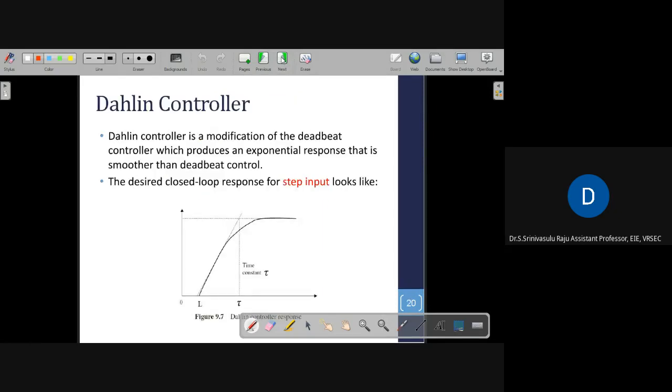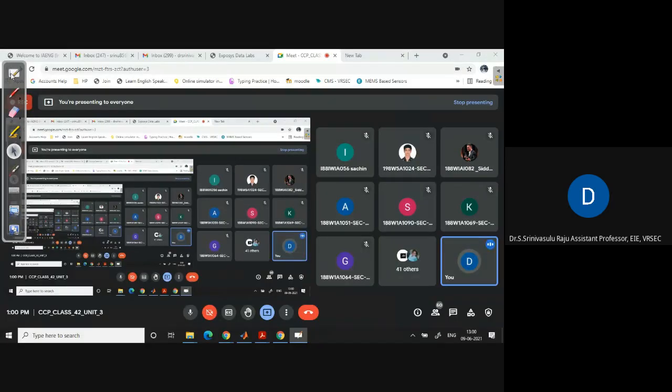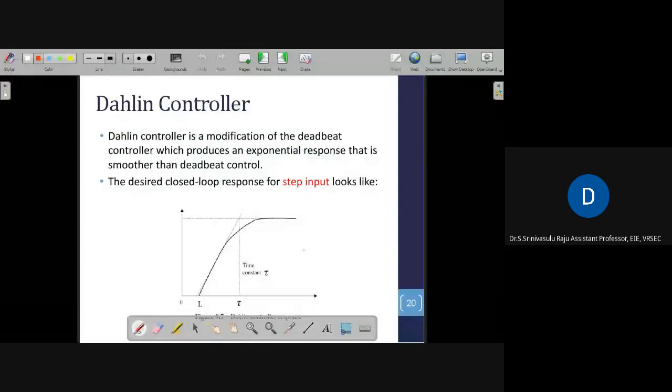Similarly, we are going to implement the Dahlin controller. Simply, we call it a modification of the deadbeat controller, which provides an exponential response that is smoother than the deadbeat controller. We will see what an exponential response means. Now we apply the step input to the system, and it looks like this. It will track the response this way, so we can find the time constant and everything.